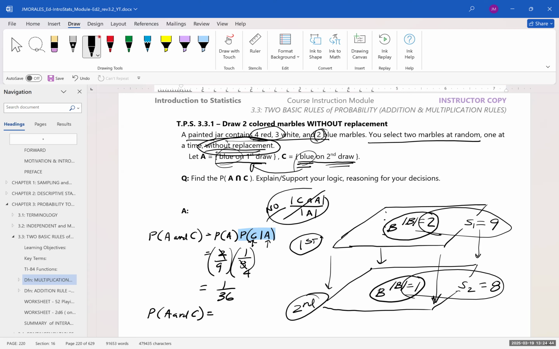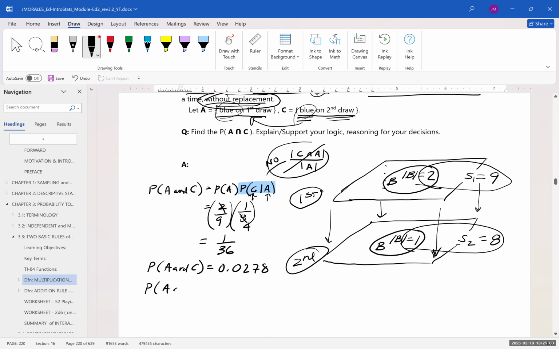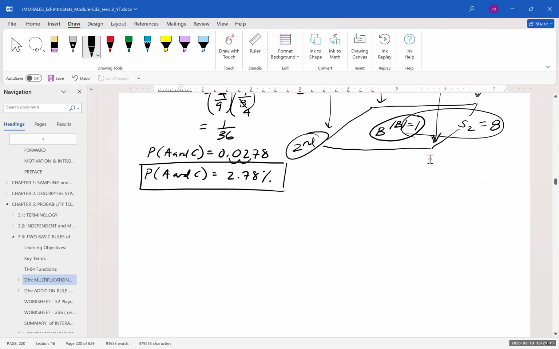And let me just use my handy dandy calculator. Take 1 divided by 36. We got 0.027, and I'm going to round because it's 7 repeating. Just going to round that to 8. So it's going to be move the decimal place over 2, 2.78%. So that's the probability of getting two blue marbles in a row without replacement.